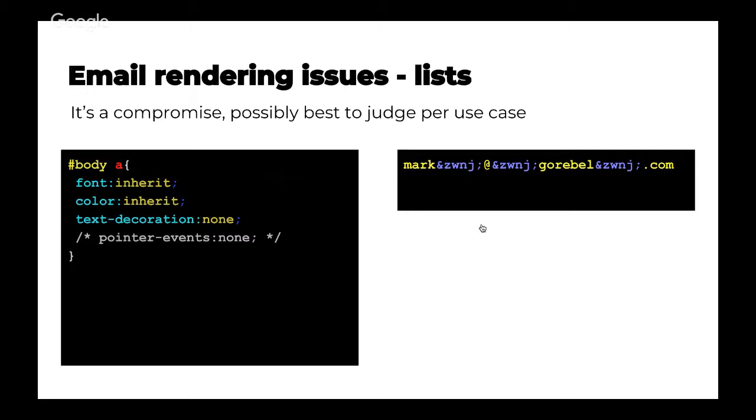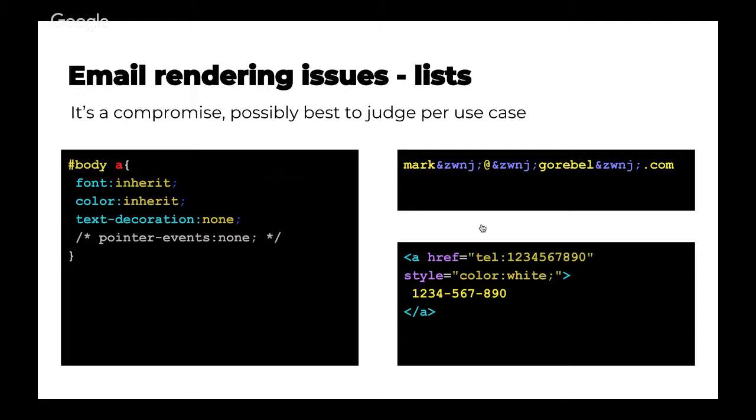So both these examples have some support. They work in most places, but not everywhere. The one that does work everywhere is actually just putting a link in. So if you have a phone number, put an A tag around it and link it to a phone number and style it how you want. That will work. If there's already a link on something, then the email client isn't going to auto link it. So that is a solution.